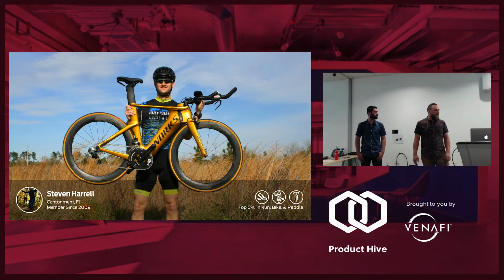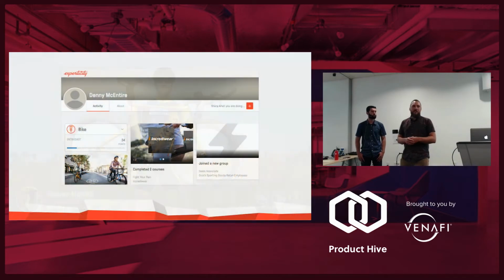At the time when we started this, profiles on Experticity looked like this. This is a screenshot of my profile. There's different things going on here. The navigation was a little bit funky, and the information that was being presented on there, it wasn't always clear what it was or why it was there.